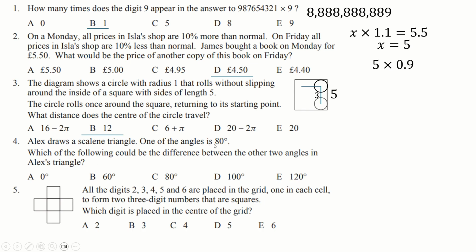Scaling triangle, one of the angles is 80, so there are 100 degrees left over across the two angles. If the difference between the other two angles was 0, then they would both be 50, and then it's an isosceles triangle, not scaling. If they had a difference of 60, they have to add up to 100, so it would be 80 and 20, but then you'd have two angles of 20 because of the original one. If they have a difference of 80, that means 90 and 10, and then your triangle's angles go 10, 80, 90, so that's scaling, and we'll accept it.